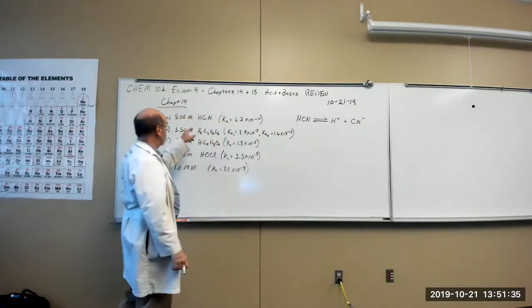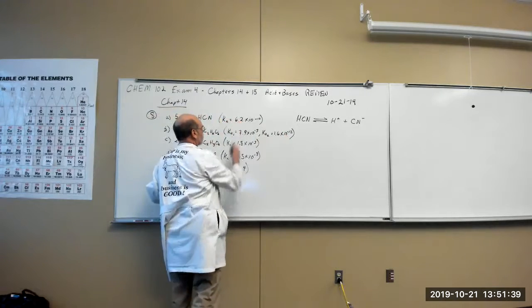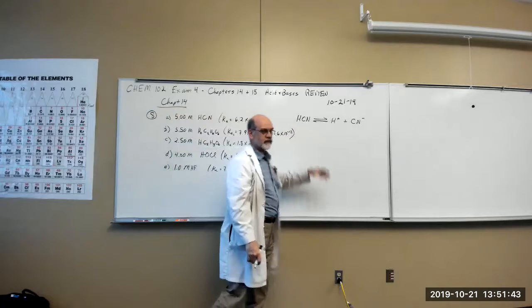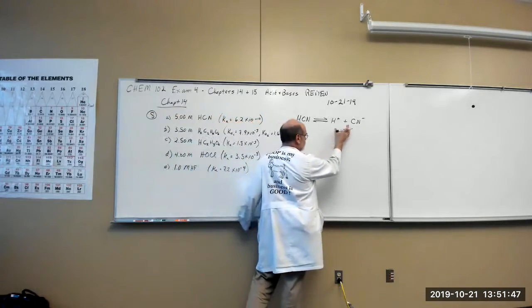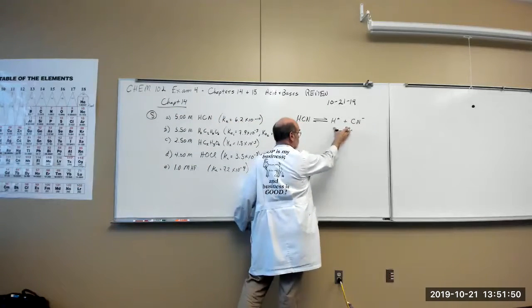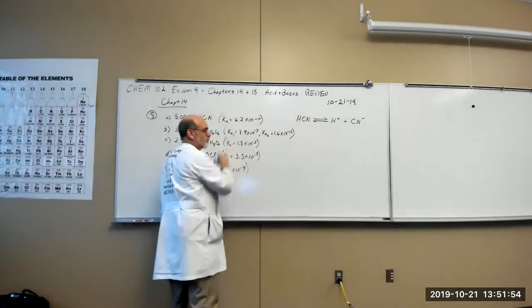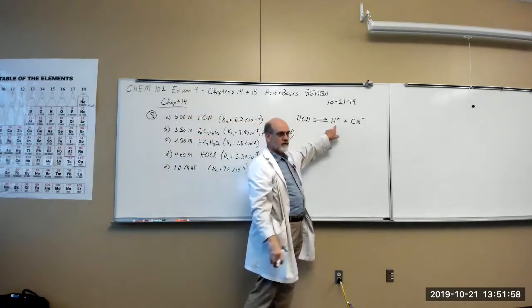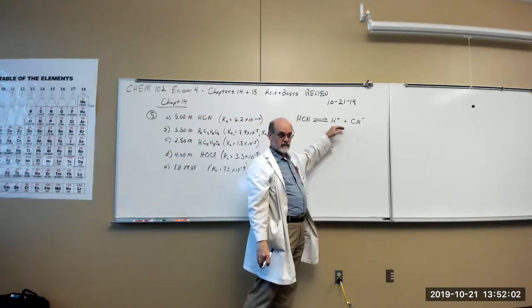So each proton that's given up shows us, based on the K, how far to the right it's going to go, right? If it doesn't go very far to the right, that means this is going to be small and that's going to be large, and the K is going to have a small value. The smaller the Ka, the smaller the dissociation, right?